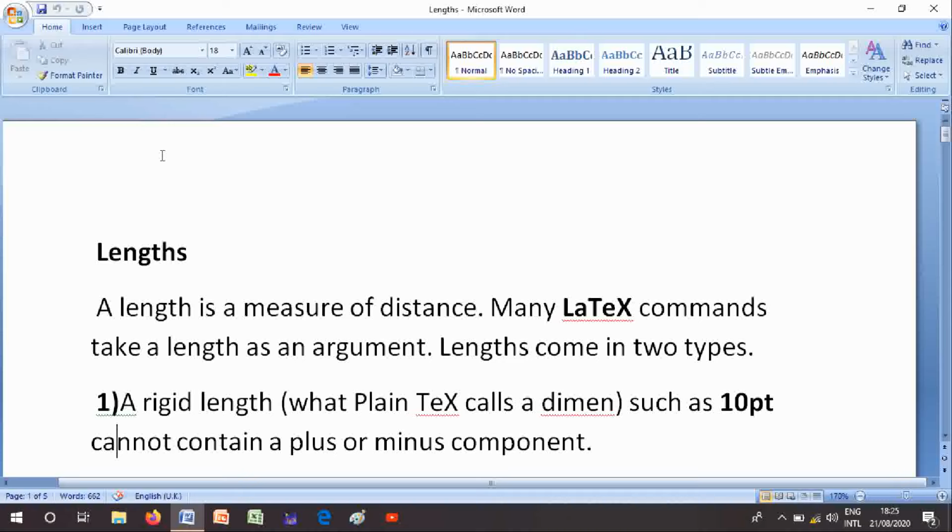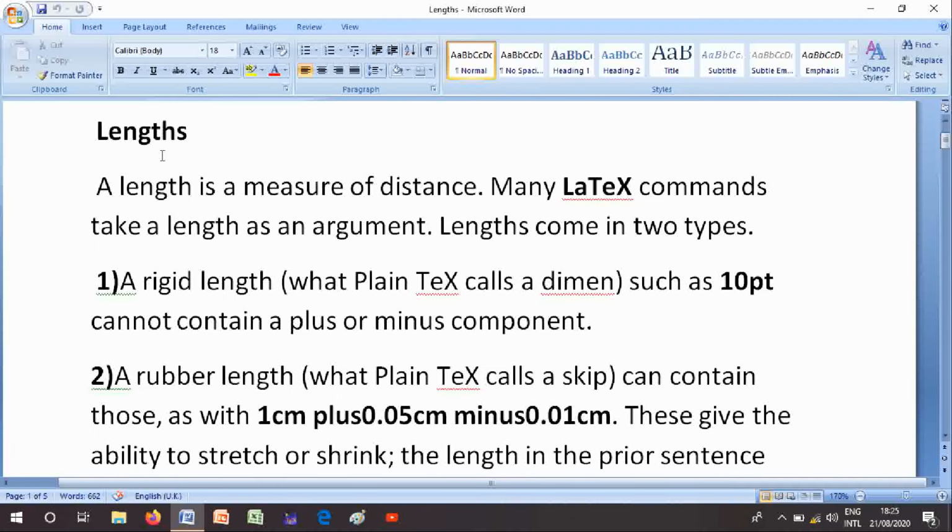Length. A length is a measure of distance. Many LaTeX commands take a length as argument. Lengths come in two types. Number one is a rigid length.